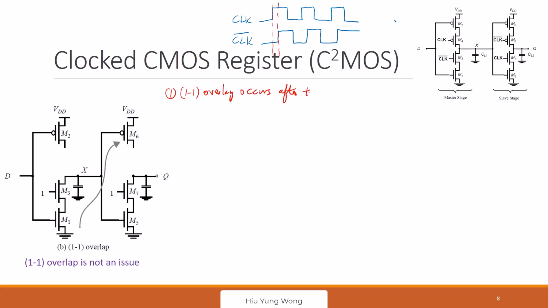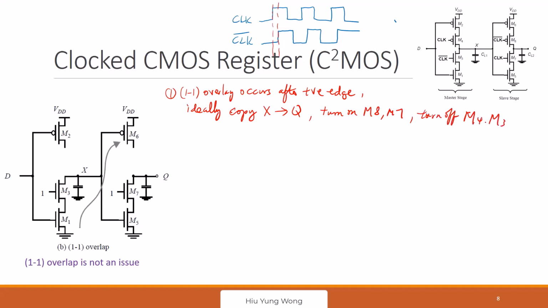And you see that 1-1 overlap occurs after the positive edge. So after the positive edge, ideally, we are going to copy X to Q, and at the same time, you are going to turn on M8, M7, and turn off M4 and M3. Is that okay?